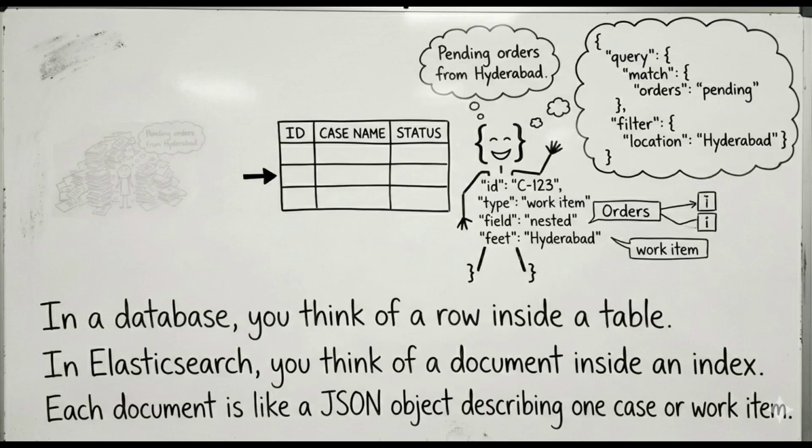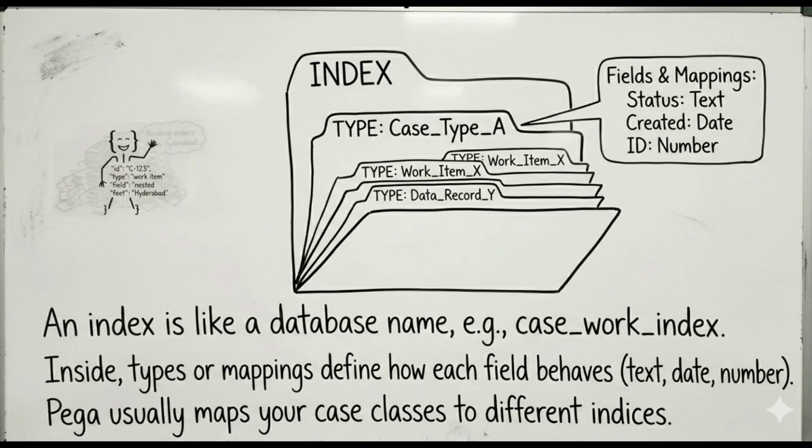In a database, you think in terms of rows inside a table. In Elasticsearch, we think of documents inside an index. Each document is a flexible JSON object that describes a single case or work item in your application. An index is similar to a database name, like Casework Index. Inside, mappings define how each field behaves, whether it's text, a date, or a number. Pega automatically maps your case classes to these specific indices.